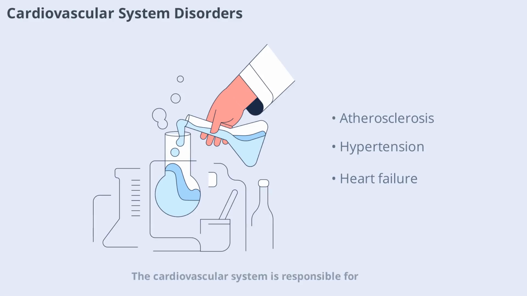The cardiovascular system is responsible for delivering oxygen and nutrients throughout the body. Pathophysiological processes like atherosclerosis, hypertension, and heart failure disrupt this function. For example, atherosclerosis involves the buildup of plaques in blood vessels, leading to reduced blood flow and risk of heart attack. Hypertension puts extra strain on the heart and vessels, while heart failure results from the heart's inability to pump effectively. Understanding these processes helps guide treatment and prevention.